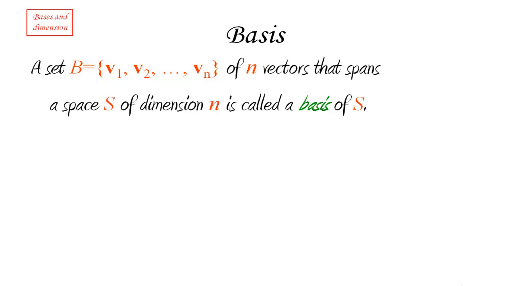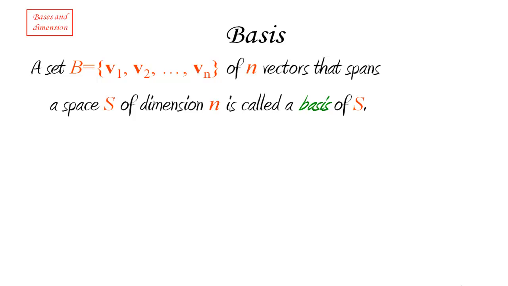So let's say that we have a vector space S, and we know that this vector space has dimension n. Then if we can construct a set of n vectors, exactly n, the same as the dimension of the space, and this set actually spans the whole vector space, then we're going to say that this set is a basis for our vector space. So this is a minimal set.